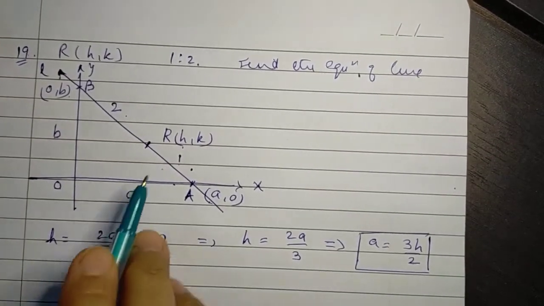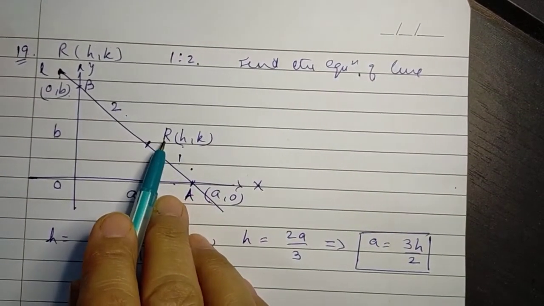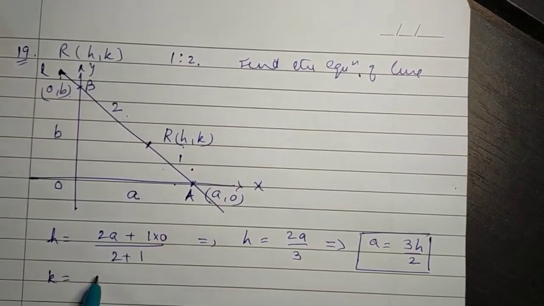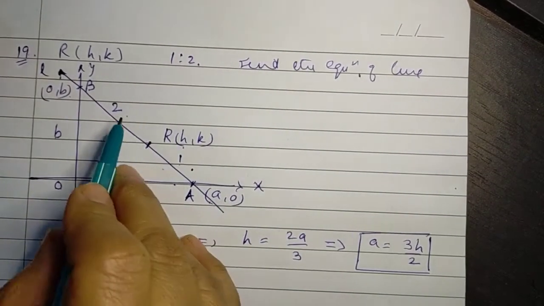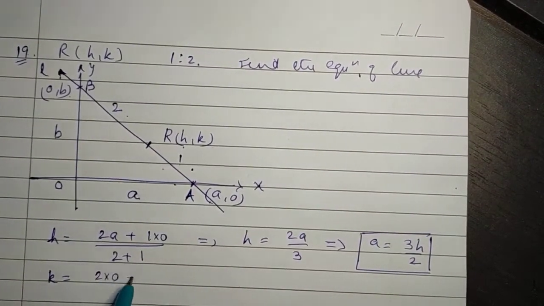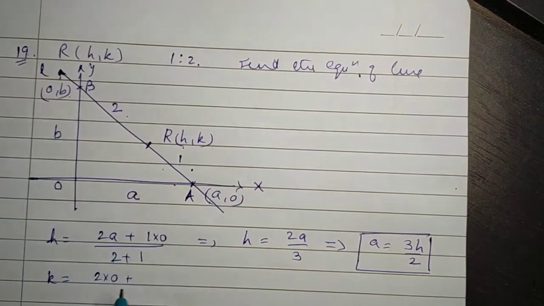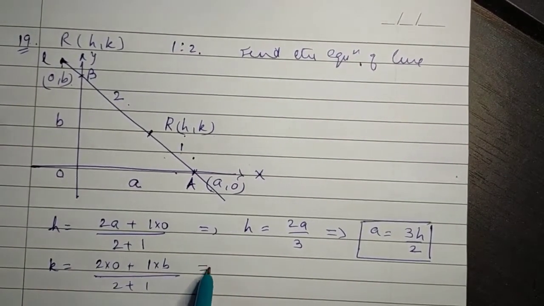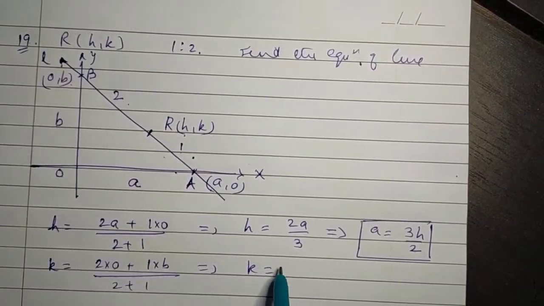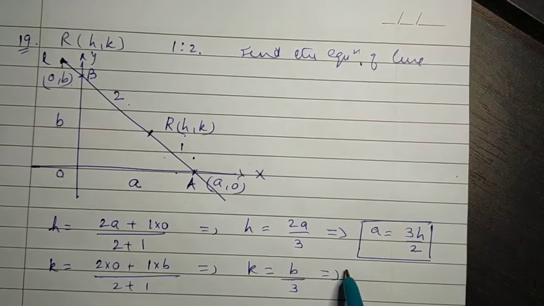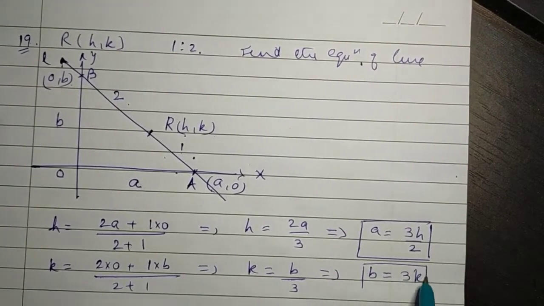The next thing, using the y coordinate of R, which is k, can be written as k is equal to (2 times 0 plus 1 times b) upon (2 plus 1). This gives us k is equal to b upon 3, which gives us b is equal to 3k.